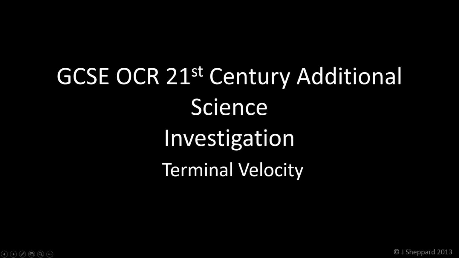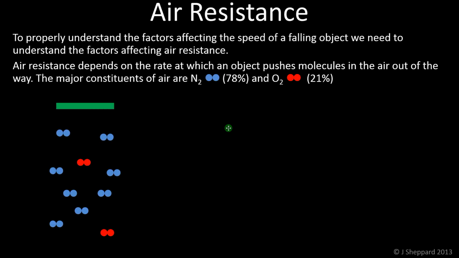Okay, so this is a discussion of the science for the additional science investigation on falling objects. If we're going to understand how an object falls, then we need to understand the two forces that are involved, one of which is weight, which is fairly straightforward, and the other of which is air resistance, which depends on a lot of other things. So we need to understand what the cause of air resistance is, and it's basically that when an object falls through the air, it has to push the molecules in the air out of the way.